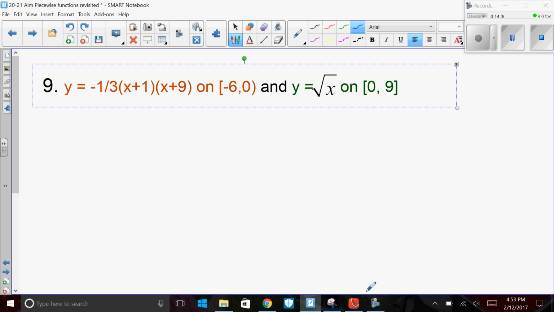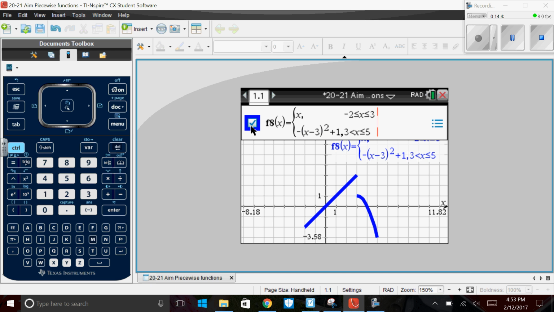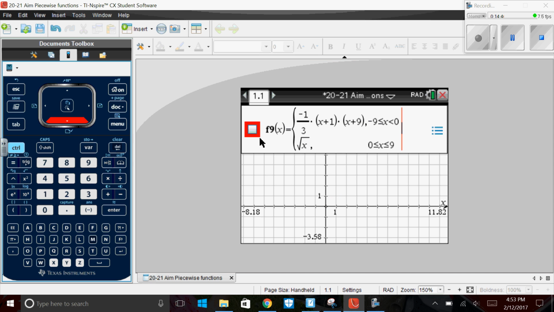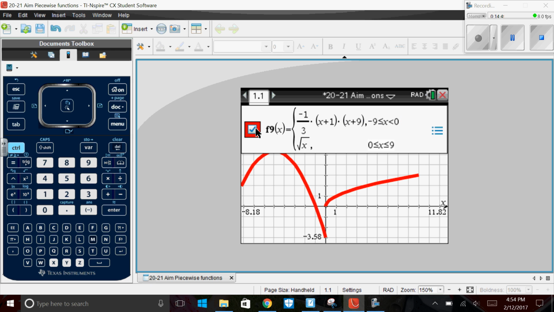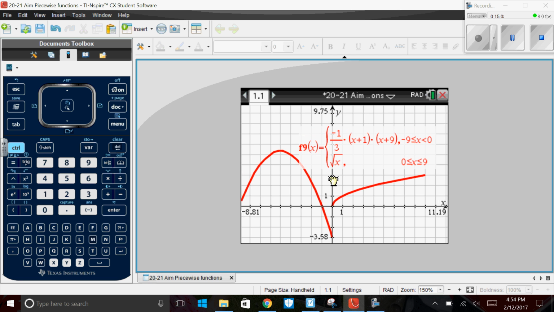And then here in number 9, we have, once again, 2 pieces. This is a parabola because it's a quadratic, and this is a square root function. Let's see what this looks like. Okay, so really try this on your calculators, the TI-Nspire. The old calculator really doesn't do this very nicely. So you have to do it by hand for the most part. But if you have the old calculator, just come see me. Okay. And here we go.